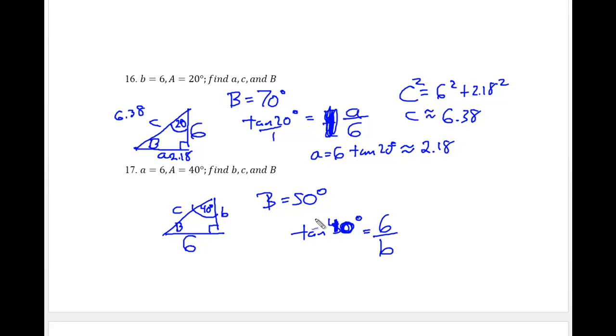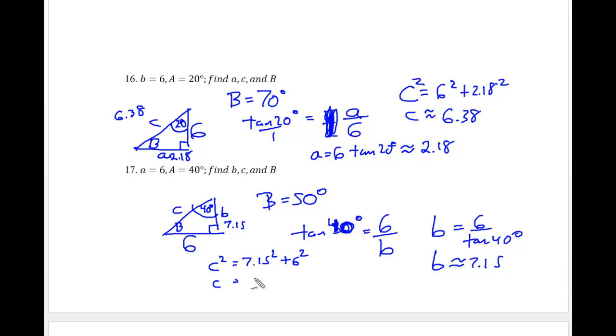Now in this case I will flip-flop this like we did in problem number 15. So what that's going to make is B is equal to 6 divided by tangent of 40 degrees. Now 6 divided by tangent of 40 degrees gives me an answer of approximately 7.15. So B is 7.15. And to find C, C is going to be the square root of the two sides squared and added together to find the hypotenuse. So when I add these together, then take the square root, C is approximately 9.33, which makes sense just because I have the longest side now on the hypotenuse.